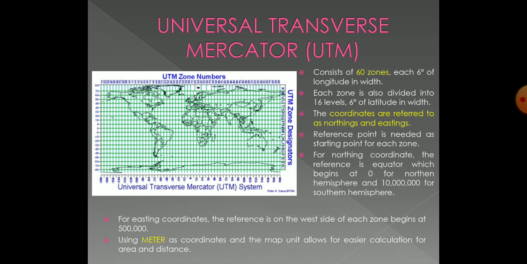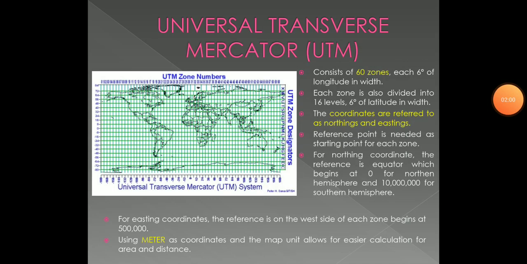Meaning if we look at the GCS system, they only have one reference, which is the prime meridian. But in UTM they have their own central reference in each zone, meaning that they have 60 prime meridians. We can say that.